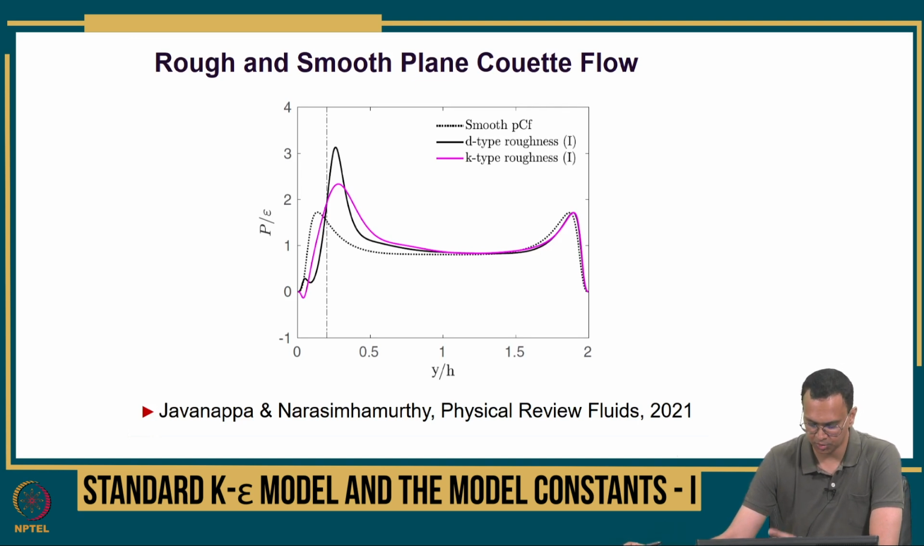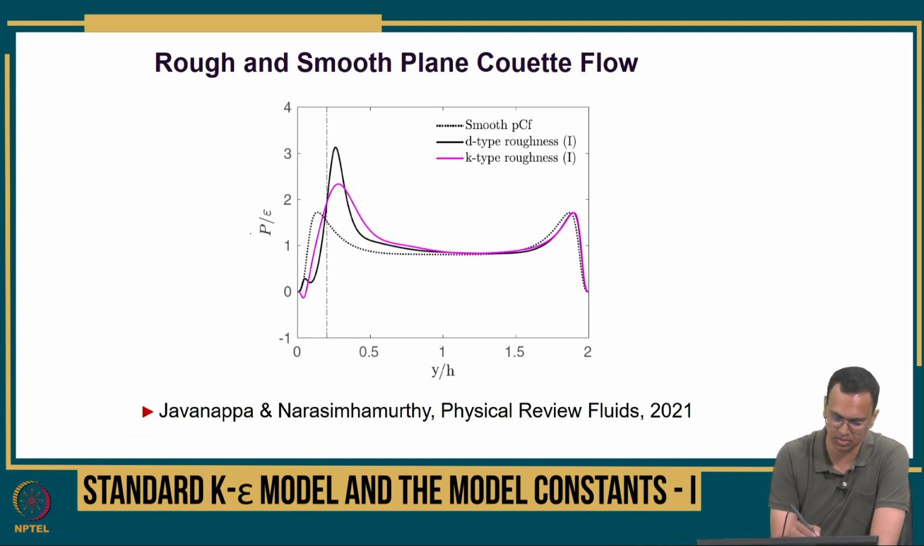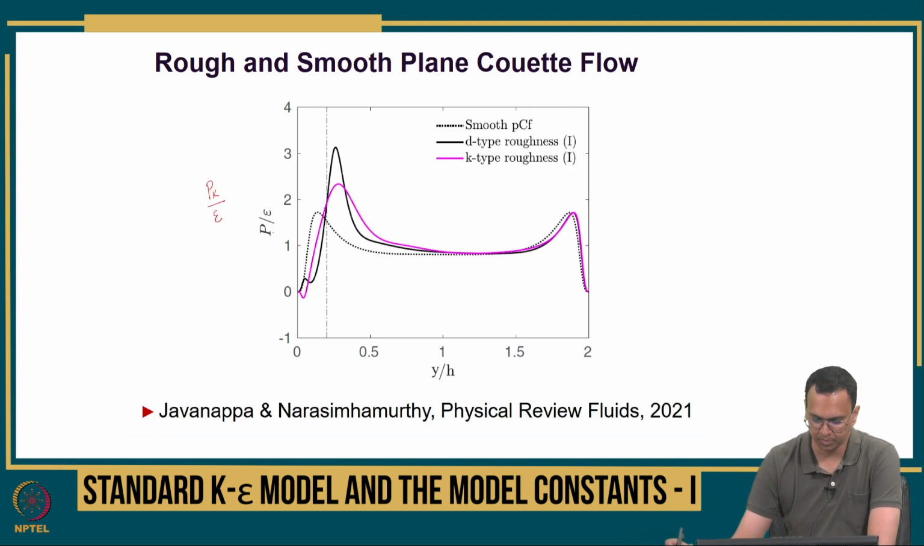I'm showing here my own DNS data. We are essentially looking into the ratio of this production rate to dissipation rate, Pk over epsilon. Capital P here indicates the production rate of turbulence kinetic energy. This is not the model data, this is the exact data coming from DNS calculations.